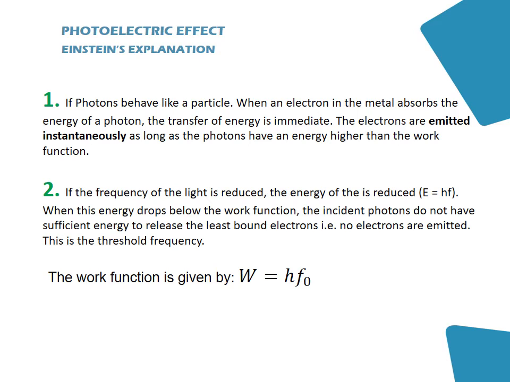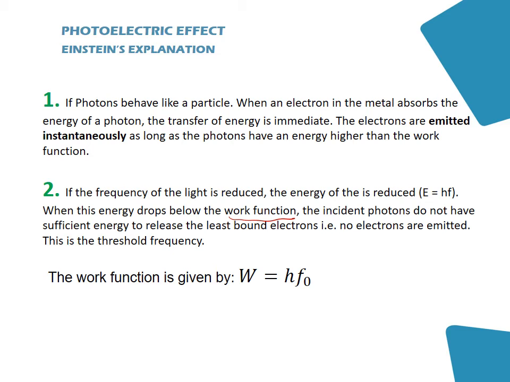And point number two: if the frequency of the light is reduced, it means that the energy is also reduced, because we know that our equation is E equals hf, which means that if the frequency goes down, then the energy is also going to go down. If this energy drops below the work function of that particular metal, then the incident photons don't have enough energy to actually release those electrons from the electrostatic forces of attraction that are holding them onto their metal atoms.